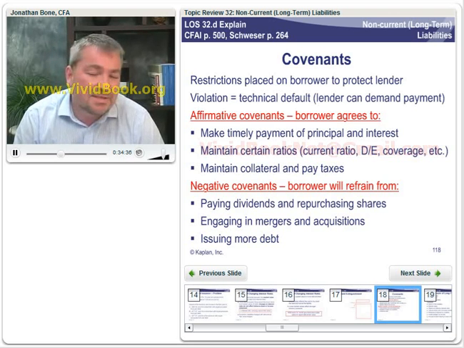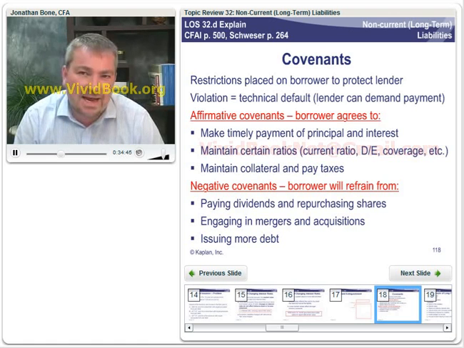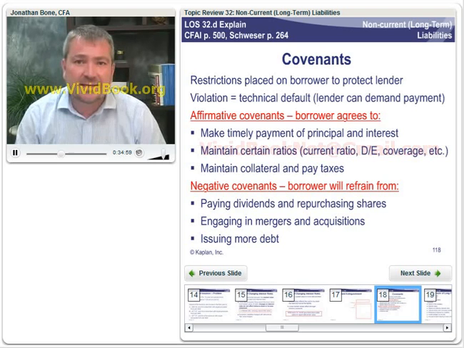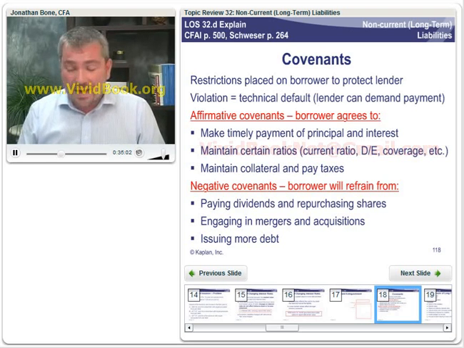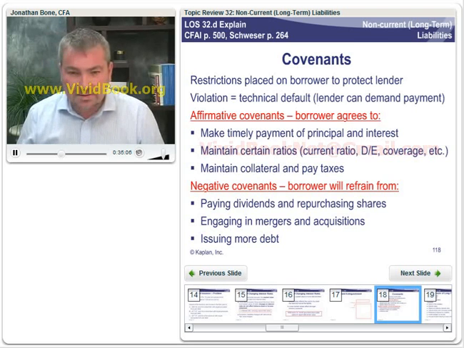So affirmative covenants will include making timely payment of interest and principal, maintaining ratios above certain levels, such as the current ratio, debt to equity, interest coverage, maintaining any collateral if collateral is supporting the loan, and paying taxes on time. Negative covenants prevent the borrower doing something, such as paying dividends or repurchasing shares, entering mergers and acquisitions, or issuing more debt that is more senior to the existing bondholders.